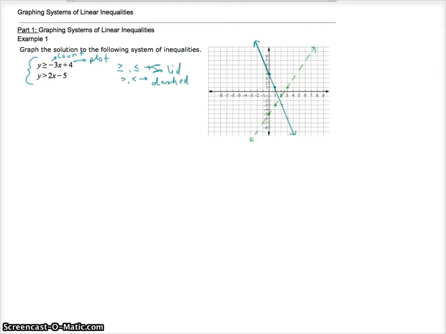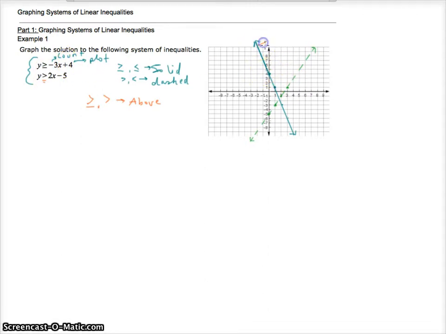Now the complicated part becomes shading. If it's greater than, it means above the line. Greater than or greater than or equal to means to shade above the line, or values that are greater than a certain amount. Okay, so for above the line, I'm going to test values greater than my y-intercept. So I'm going to pick values greater than 4. 5 is greater than 4.